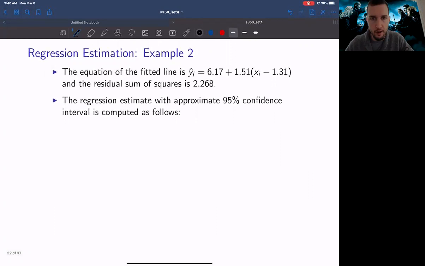And we want to use our regression estimation approach to find an estimate of the mean, or I guess of the total in this case would be more appropriate, based off of the information that's given to us in the question. So we have the equation of the fitted line is yi is equal to 6.17 plus 1.51 times xi minus 1.31. And the residual sum of squares is 2.268.